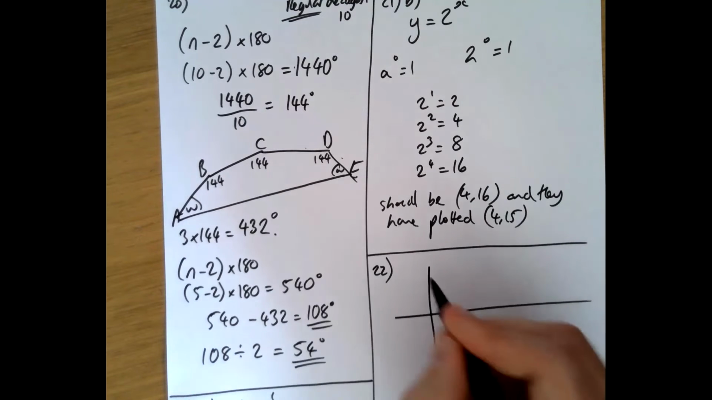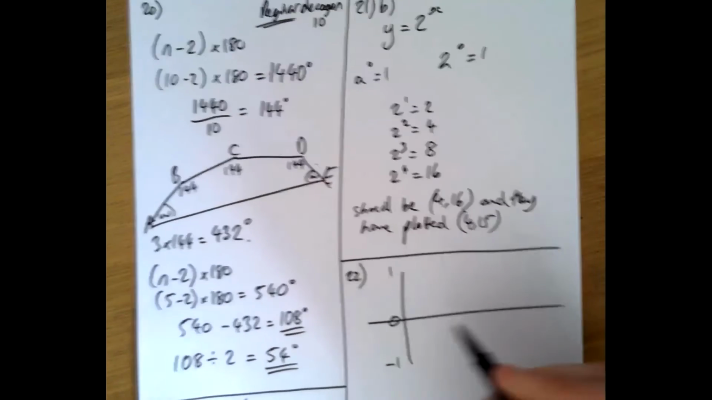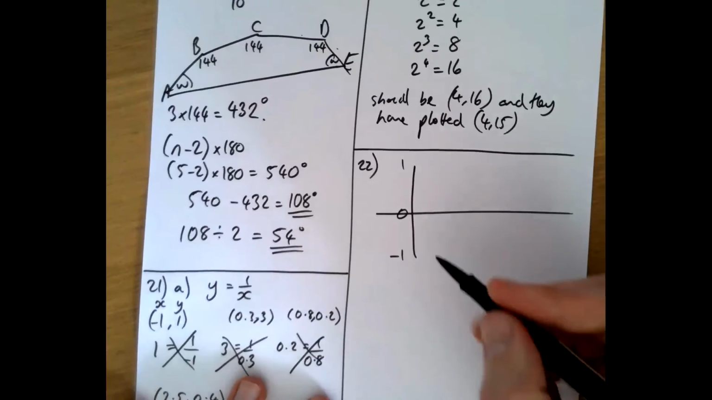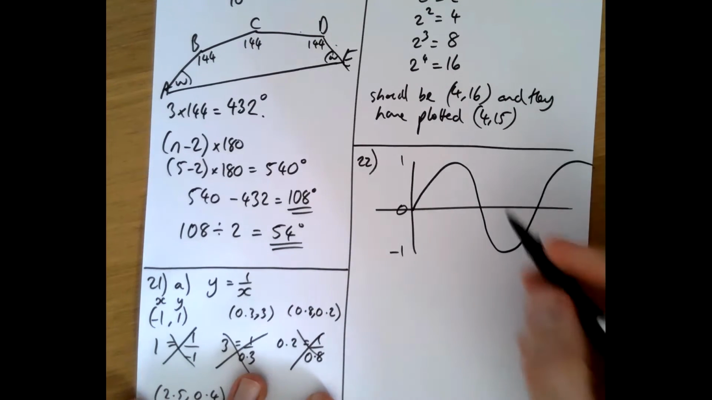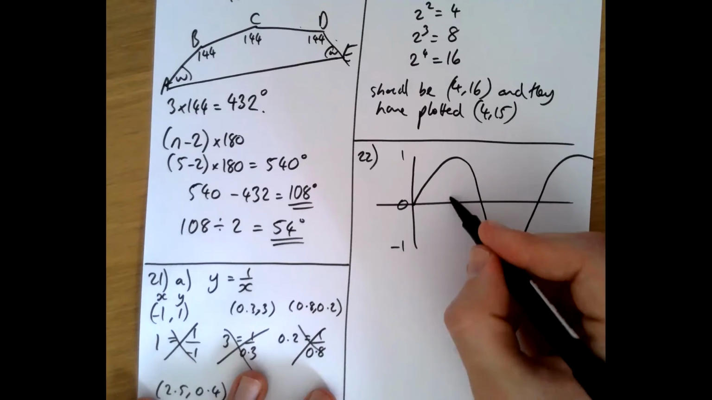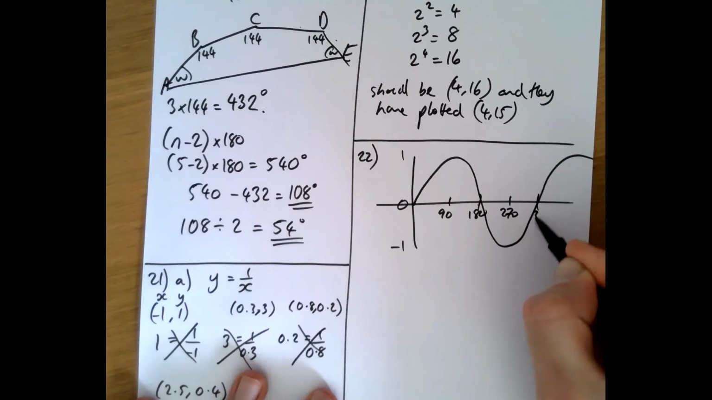So we've got the sine graph goes between 1 and minus 1, if that's 0. And the sine graph just goes like this. Okay, it just keeps going and going and going. So we've got 90, 180, 270, and 360, and it just keeps going and going and going.